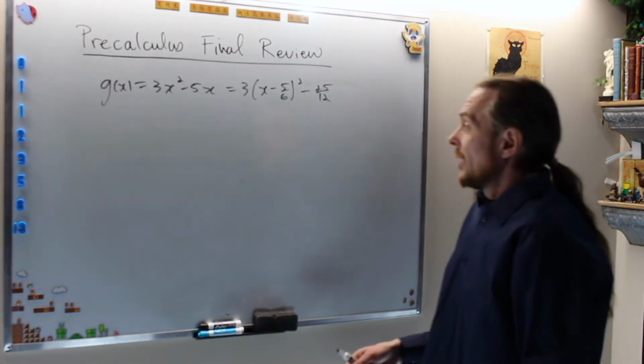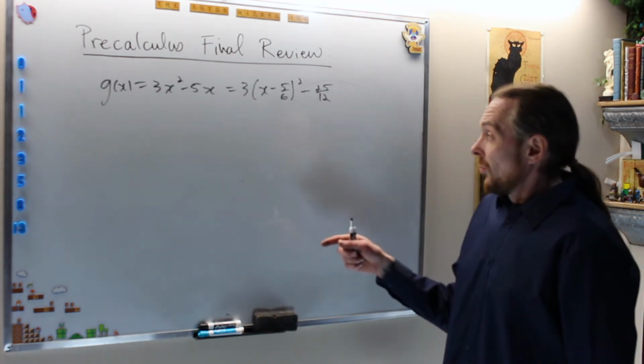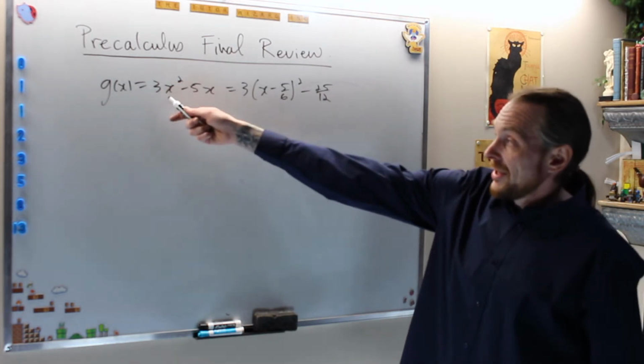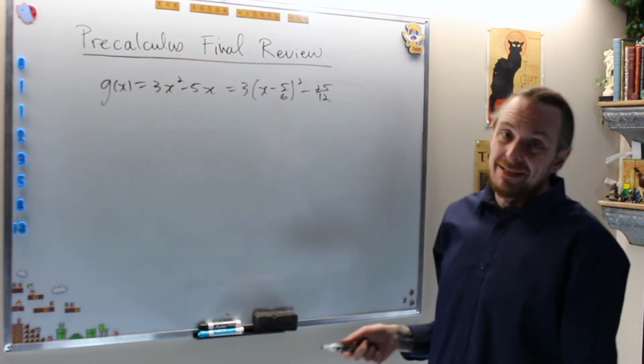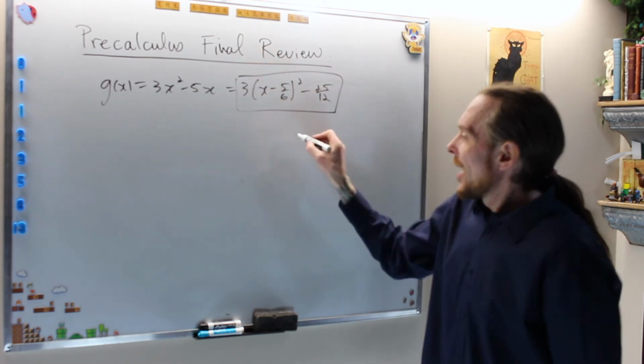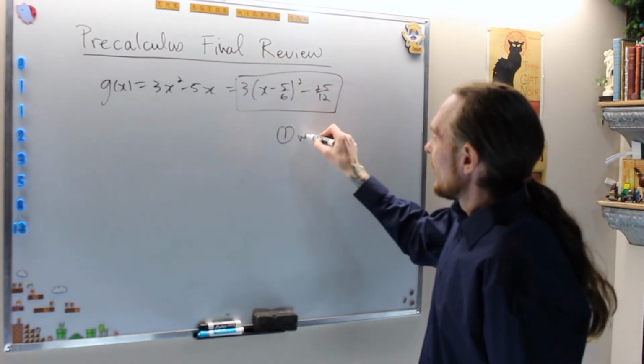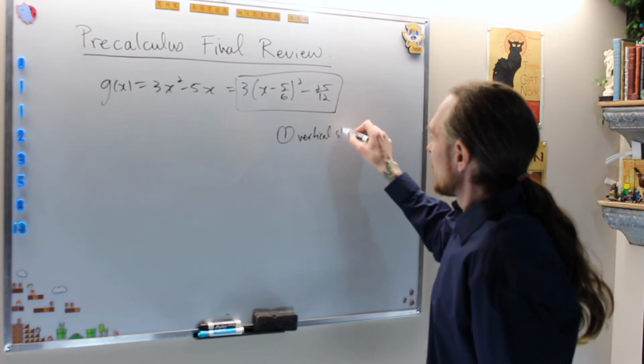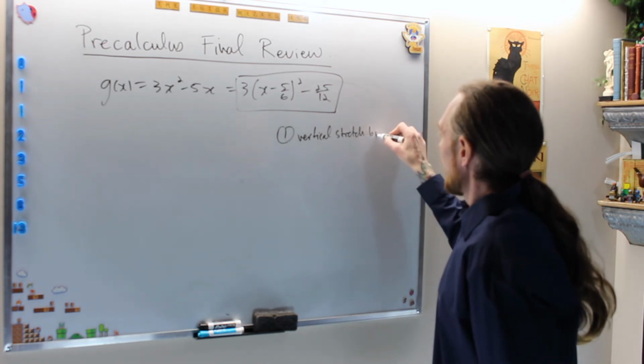Let's do that. Our standard function was this guy, g of x equals 3x squared minus 5x. We completed the square to put it in the standard form. Now I can see one, we have vertical stretch by 3.